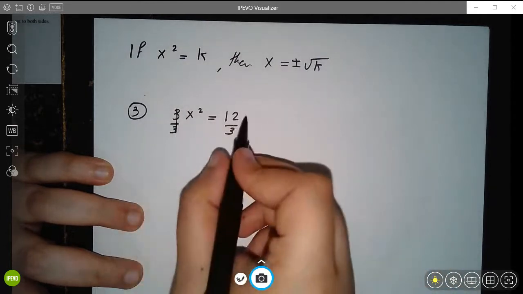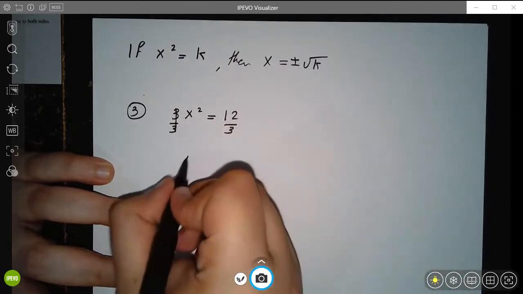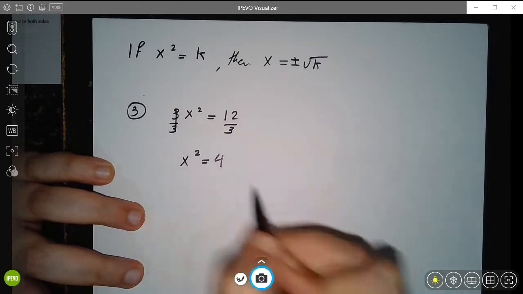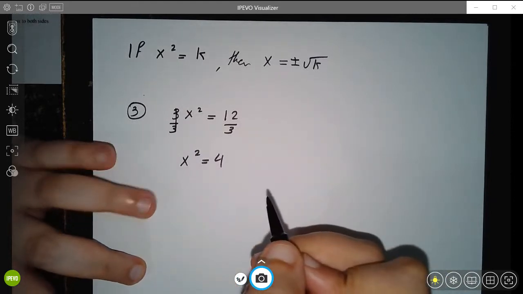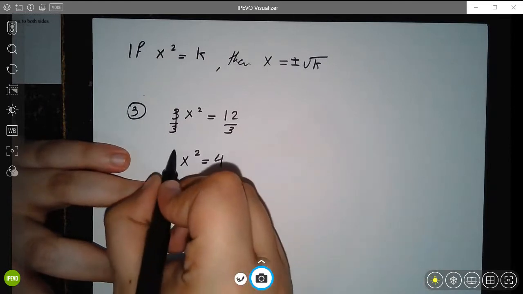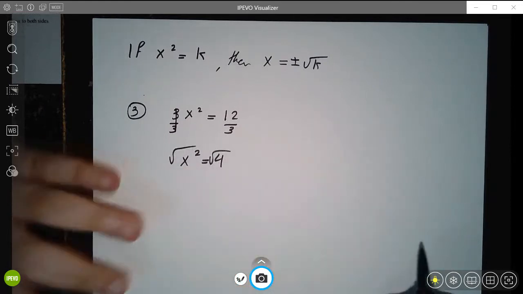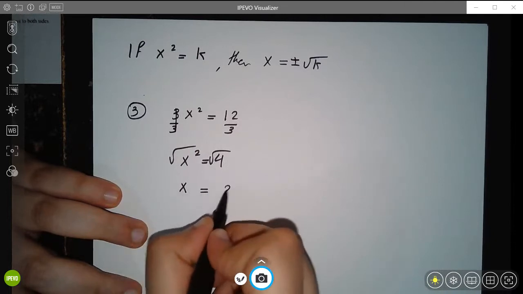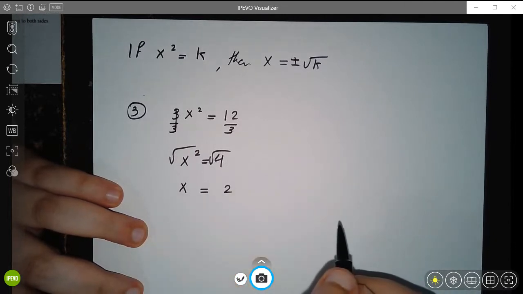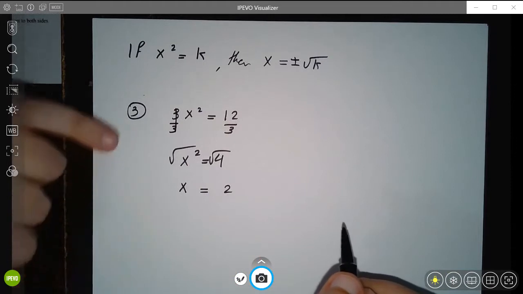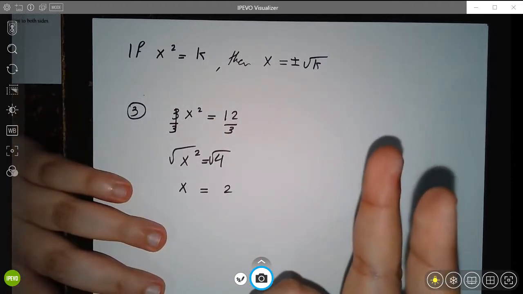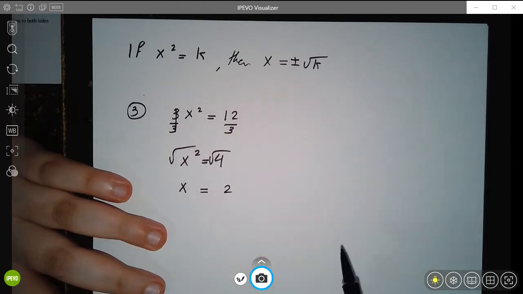So divided by 3, and x squared equals what? 4. All right, yeah. So now I want to take the square root of both sides. So you end up with x equals 2. But remember when I told you that any quadratic is supposed to have how many solutions? 2, right? This is just 1. Where's the other one?